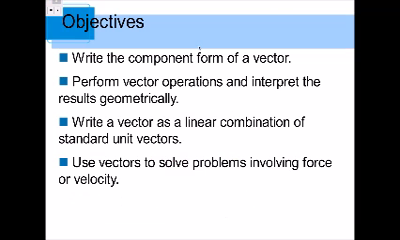Our objectives here are to write the component form of the vector, perform the vector operations, and interpret the geometric results of those operations. We're going to write the vector as a linear combination of standard unit vectors, and we're going to solve some different problems. I'm going to give you at least one example of that today.